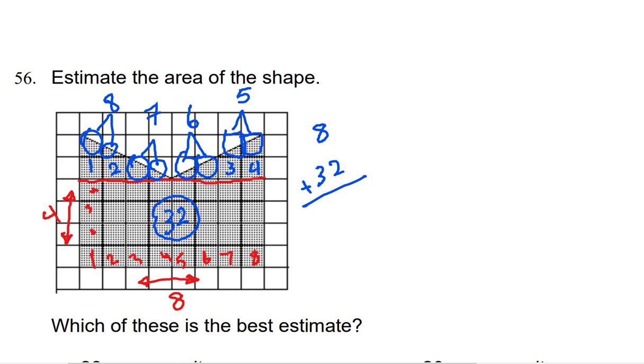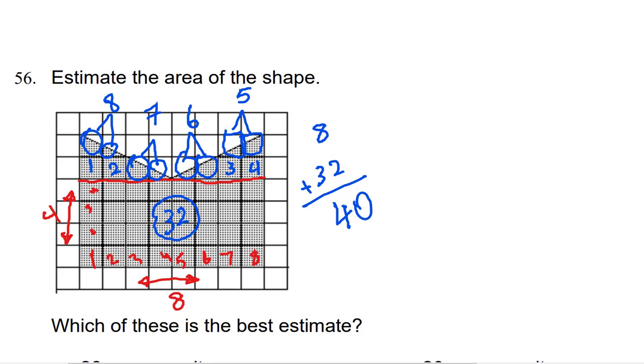On the top is 8 and down the rectangle is 32. Okay, 8 plus 32. Yes, the answer is 40. Excellent, Ahmed. Thank you.